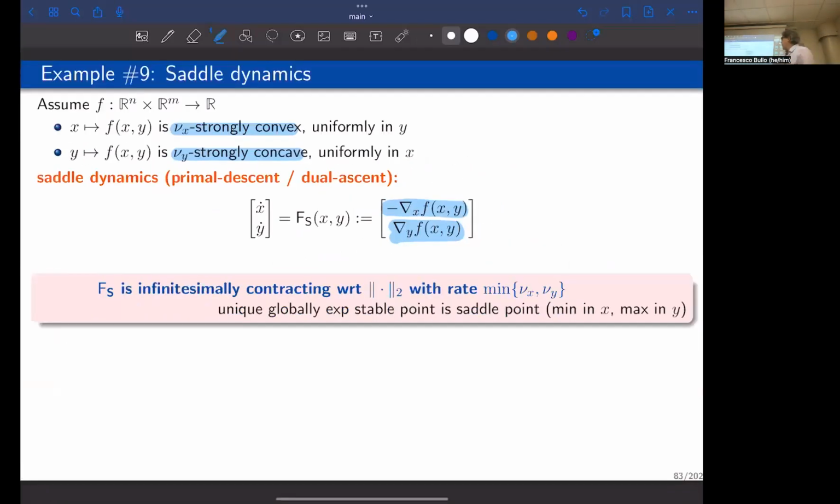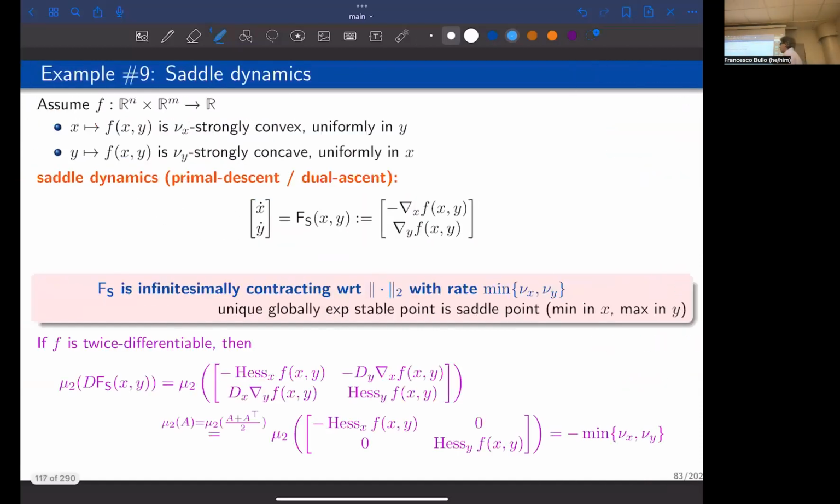All right, and now under these assumptions, I guess I should have stated also that f needs to be differentiable. Forgive me, I forgot that assumption. It's very natural. Then the saddle dynamics f of s is infinitesimally strongly contracting with respect to the standard 2 norm, and the rate of contraction is the smallest of the two strong convexity parameters. Okay. Therefore, yes, there exists a unique globally exponentially stable point for the saddle dynamics, and that point is the saddle point of the function f. And the proof is very simple.